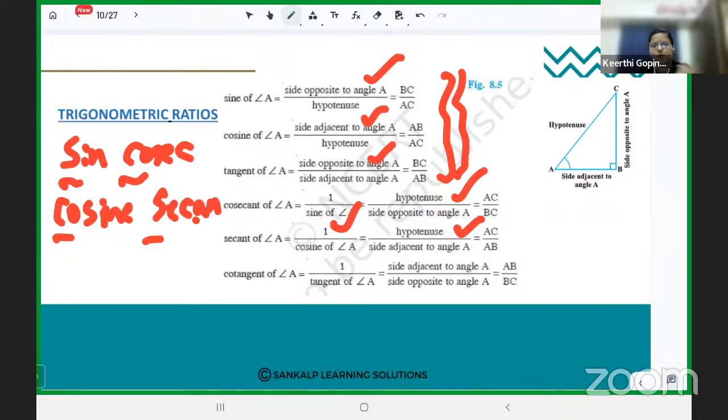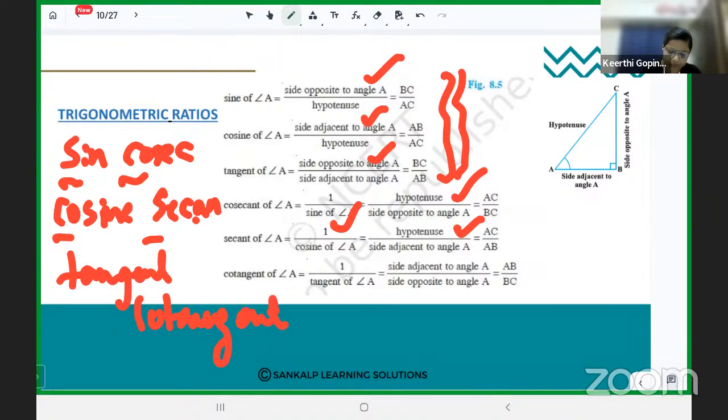Sine, the reciprocal is cosecant. Cosine, the reciprocal is secant. And the pair of tangent is cotangent. Sine and cosec are a pair. Cosine and secant are a pair. Tangent and cotangent are a pair. What is the relation between all these? Cosecant is a reciprocal of sine, or we can say that sine is a reciprocal of cosecant. Cosine is a reciprocal of secant, or secant is a reciprocal of cosine, and similarly with tangent also.